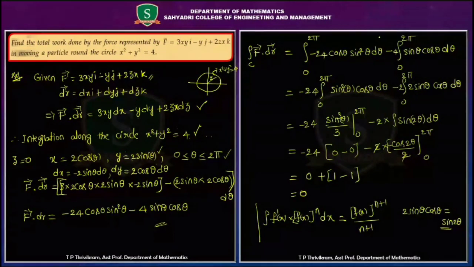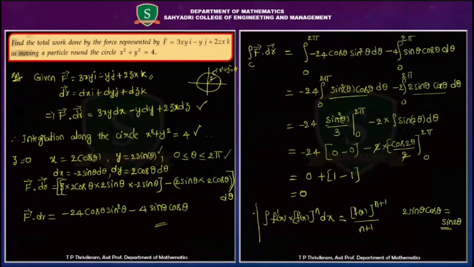If I apply integration on both sides, again we get the equations like this. The integrand will be like this. What I did is I minimized 2 sin theta cos theta as sin 2 theta, so that my integration will be easy. For the first one, I made use of one more property in integration: integral of f dash of x into f of x whole power n dx can be written as f of x whole power n plus 1 by n plus 1. I made use of that property and found this integrand value. Finally I integrated and got the value as 0.